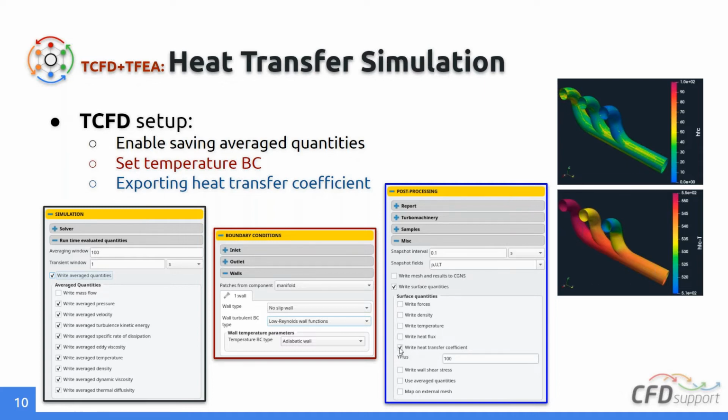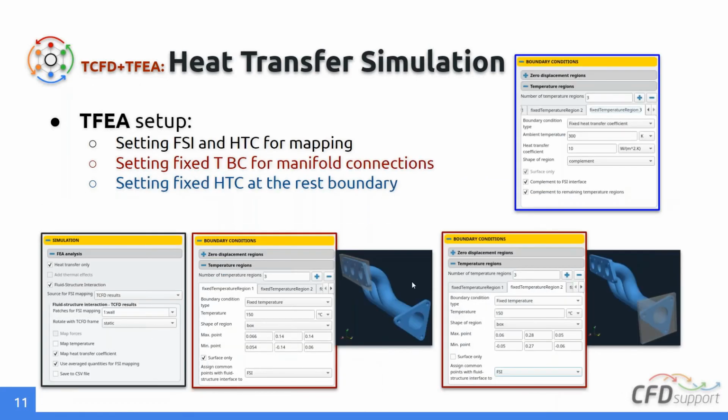So we would like to export the heat transfer coefficient at the given y plus. This will give us directly the input for TFEA. And in the TFEA, the setup is as follows. First we enable the fluid structure interaction. Here we compute just the heat transfer only in FEA. We set from which patch we would like to map the heat transfer coefficient. And because we are in the transient, we will use the average quantities for FSI mapping over one cycle or two cycles of the engine, for example.